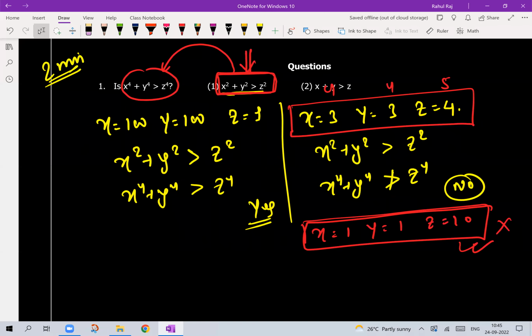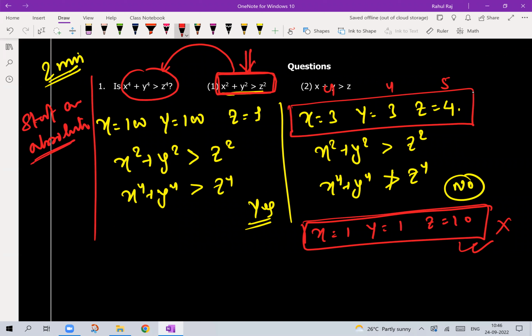This is a question which gives you a very beautiful thought process to approach a data sufficiency question. Be one thing very sure, whenever you approach any type of question, statements are absolute. What do you mean by statements are absolute? In any data sufficiency question, never ever try and challenge the statement. If you take x is equal to 1, y is equal to 1, z is equal to 1, you are trying to challenge the statement. The statement does not suffice for this particular value. So we can't take these values at all.